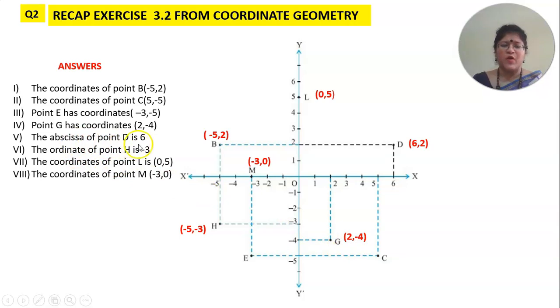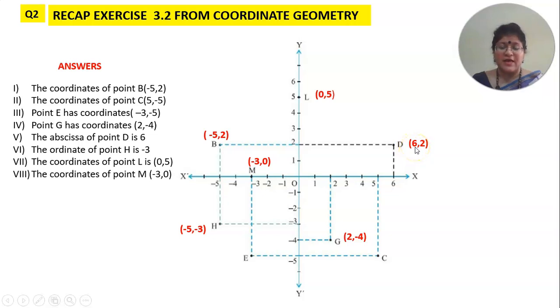The abscissa of point D is 6. I have already dealt with this. The meaning of abscissa you should know. Abscissa is the x coordinate of any point. So the abscissa of D. So look for point D. So where do you locate this point D? D is out here. The abscissa means only the x coordinate.